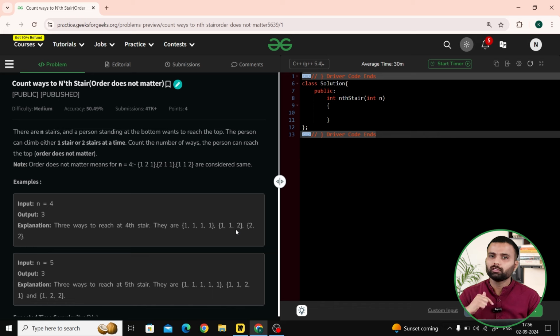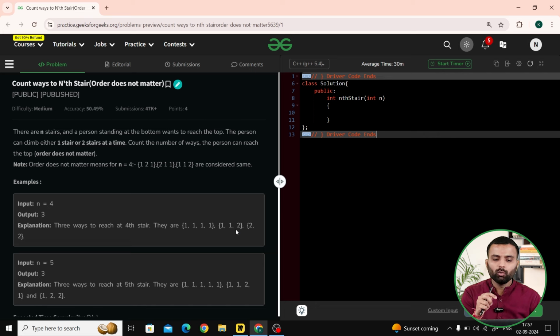So our source will be at the bottom and our destination will be at the top. We just have to count how many possibilities the person has to reach the top. In that case, the order doesn't matter. If you have a couple of answers to reach from bottom to top, but they have the same numbers, for example, here n equal to 4, we have three possibilities.